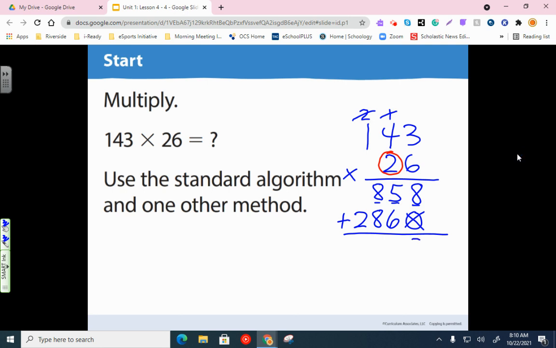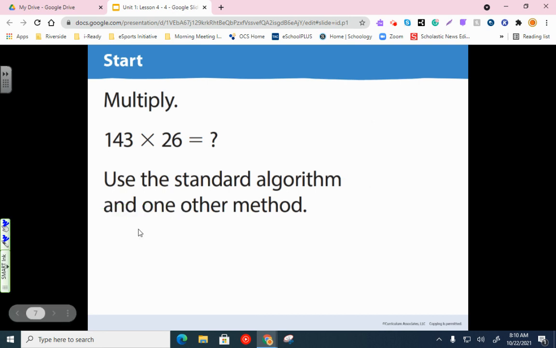Let's start with our ones. We have 8. 5 plus 6 is 11. Carry our 1. 8 plus 8 is 16, plus 1 is 17. And 2 plus 1 is 3. So that gives us 3,718. It says to do one other method, but I really would just want to focus on the standard algorithm at this point. So we'll just stick with that.